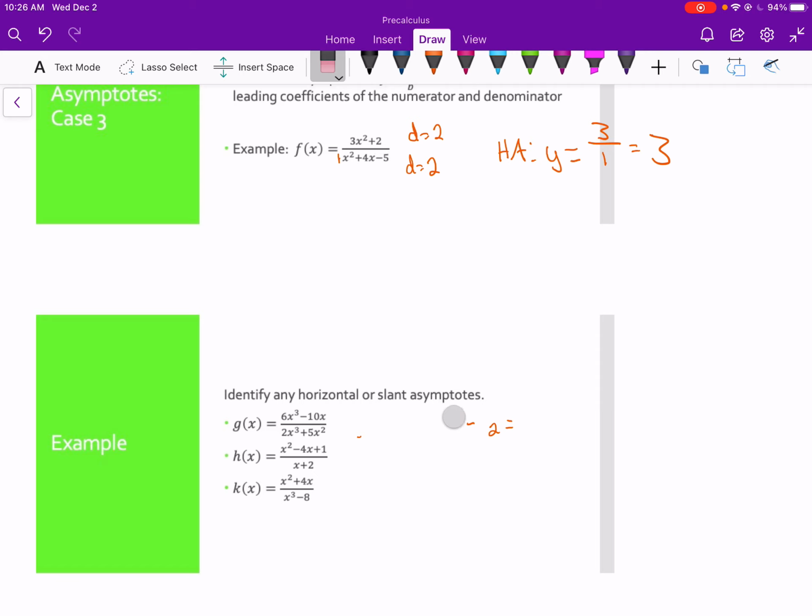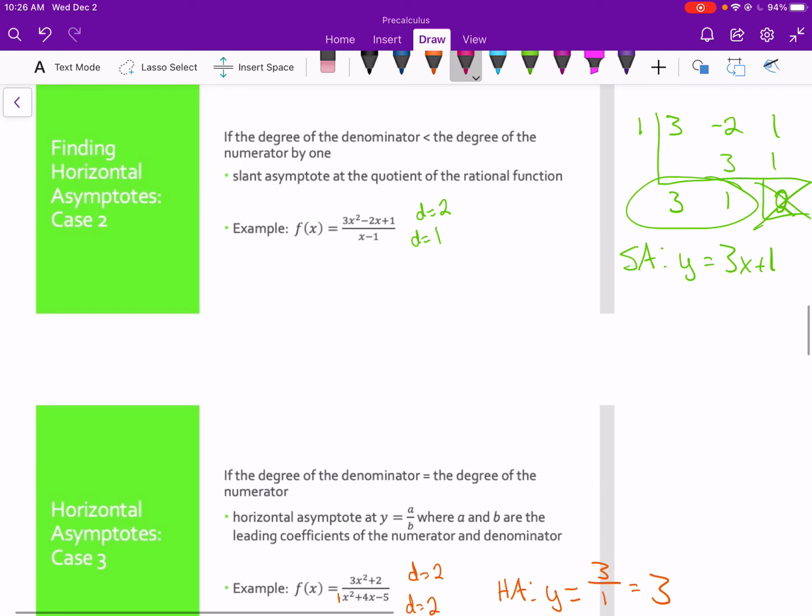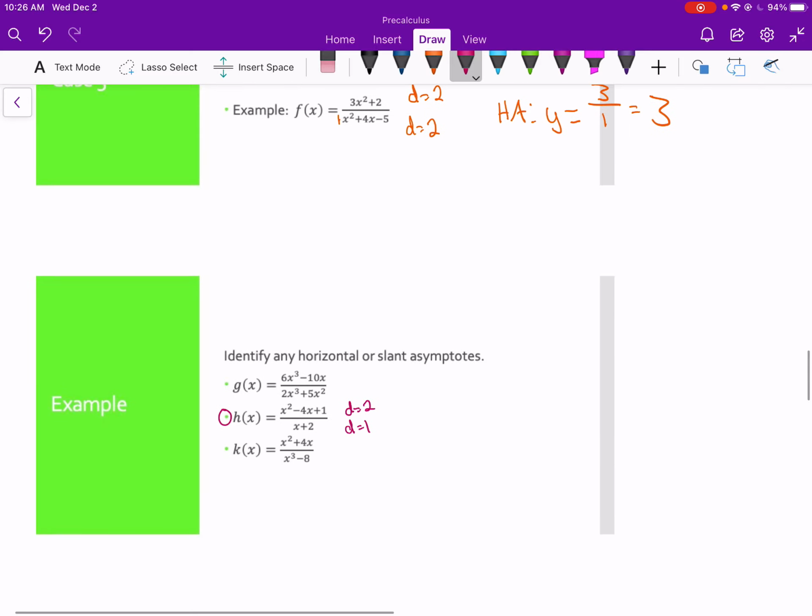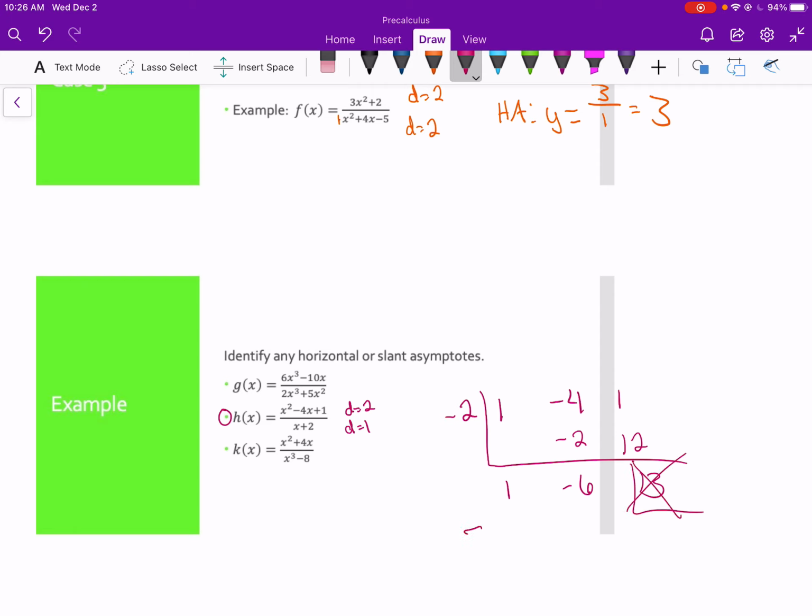All right, looking at the next one. For h, we have a degree of 2 on the top and degree of 1 on the bottom. That's a case 2. So that means we have to do synthetic division. So I'm going to set up the 1, -4, and 1. On the outside, we have -2. And we don't care about the remainder, so forget about it. Here we have a slant asymptote at y equals 1x minus 6.